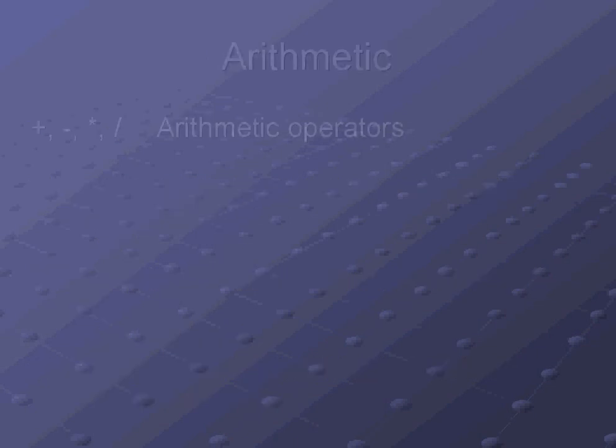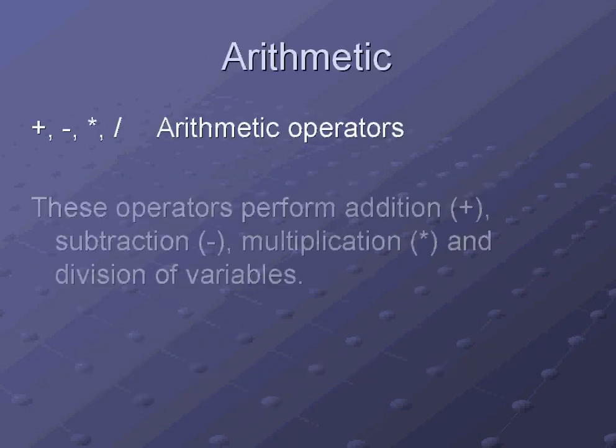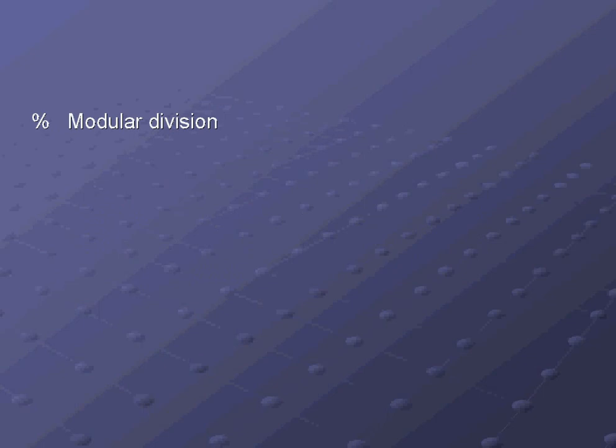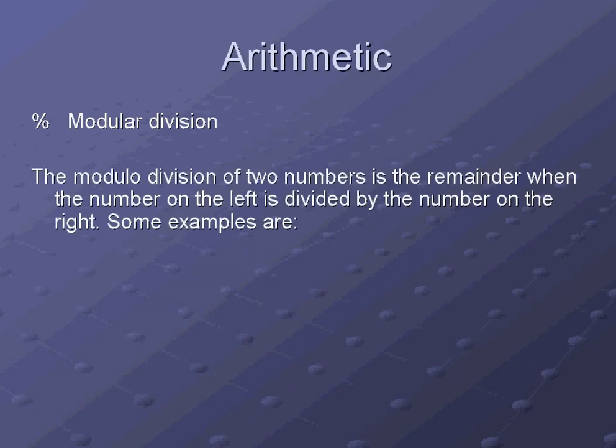So arithmetic is simple enough. These operators perform addition, subtraction, multiplication, and division of variables. And a special arithmetic operator is the modulo division. Now in math, the modulo division of two numbers is the remainder when the number on the left is divided by the number on the right.